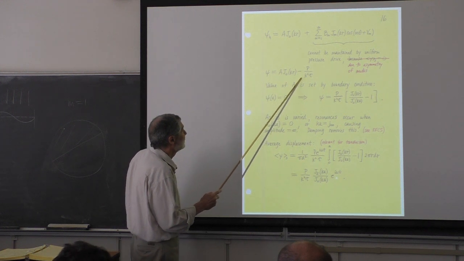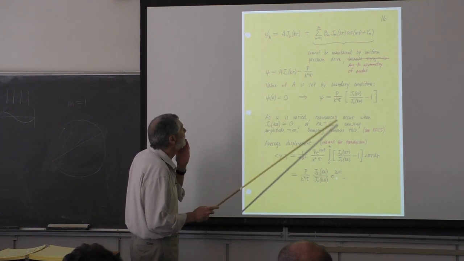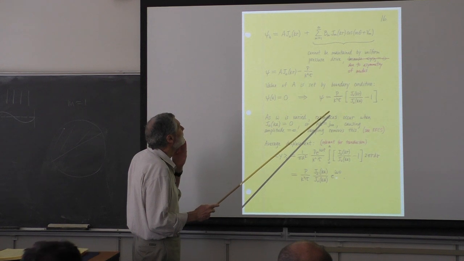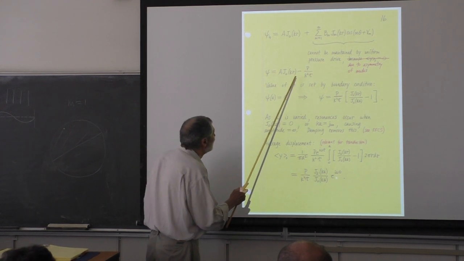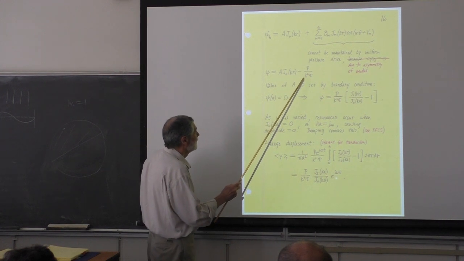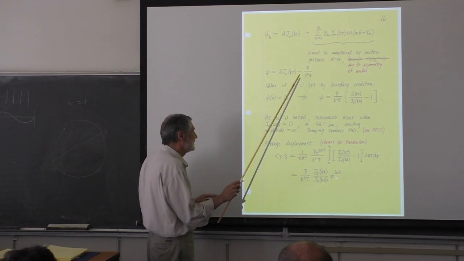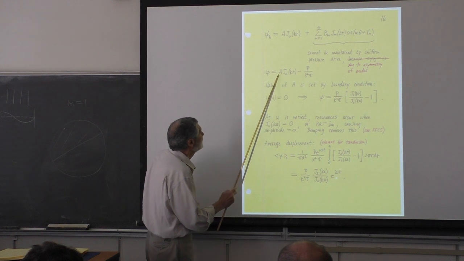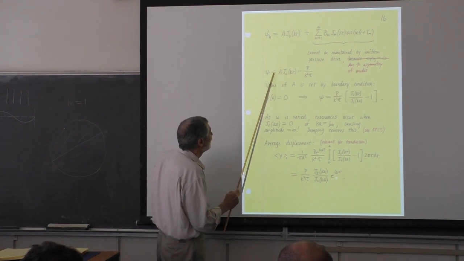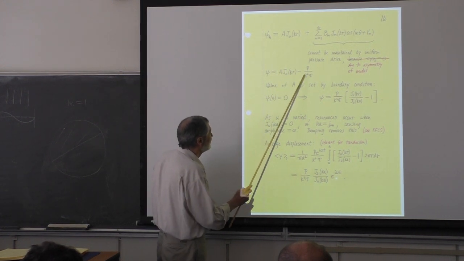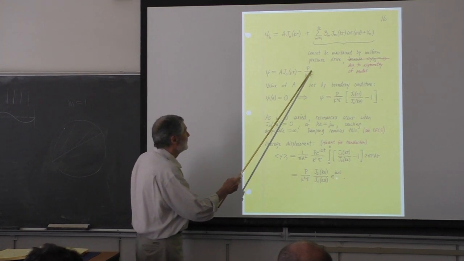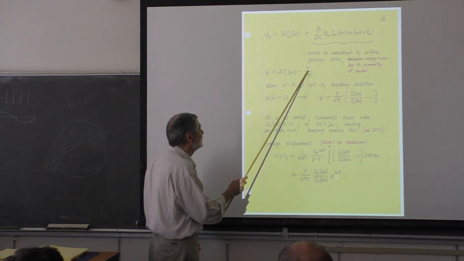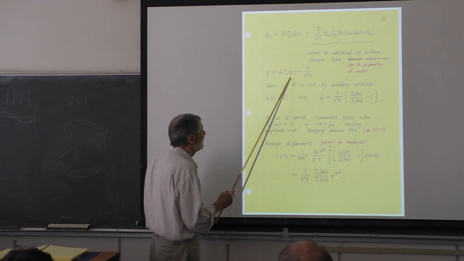Here's our particular solution. Oh, I'm sorry. Let me back up here. There are slightly different ways you can do this, and let me just follow the notes here. Here's our homogeneous solution. Here's our particular solution. Now, the information on the drive amplitude is already in here. Now we haven't met the boundary condition yet.